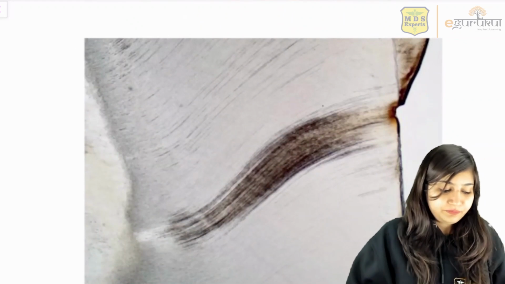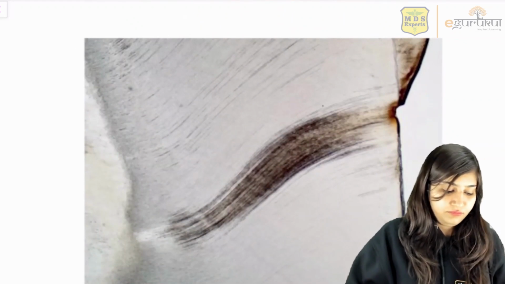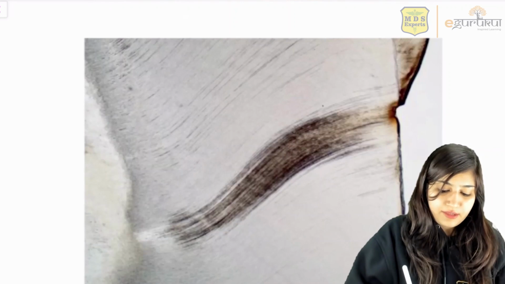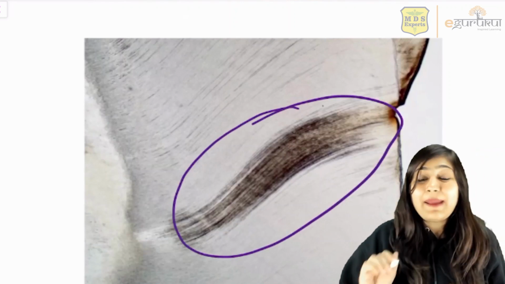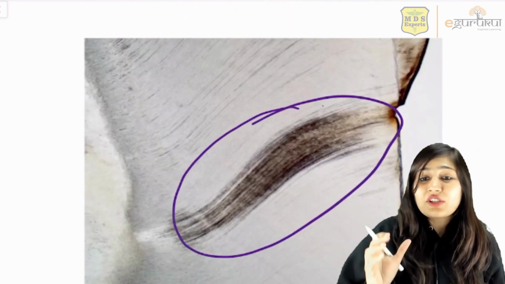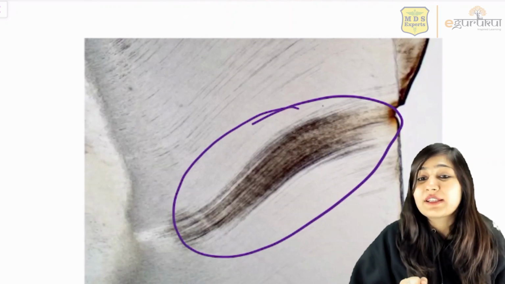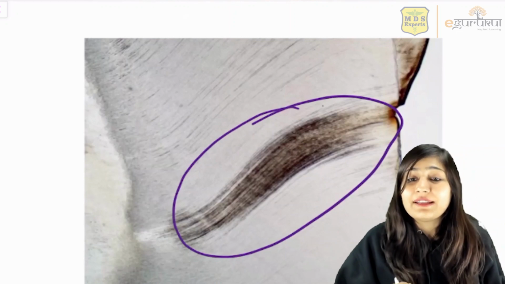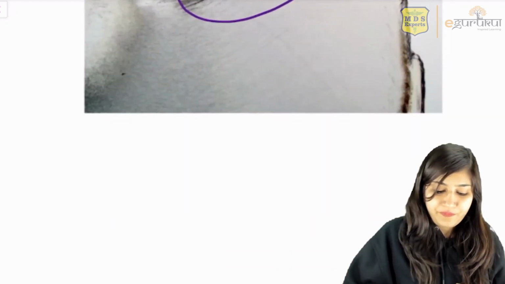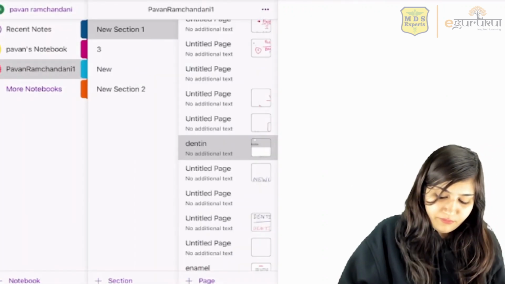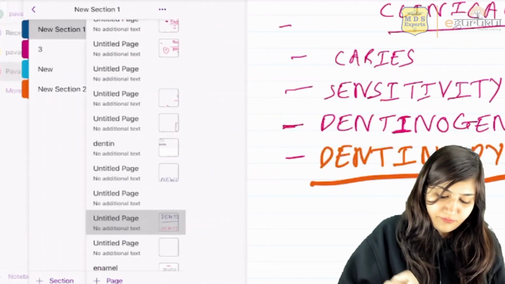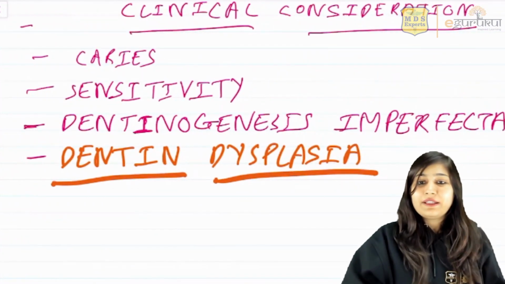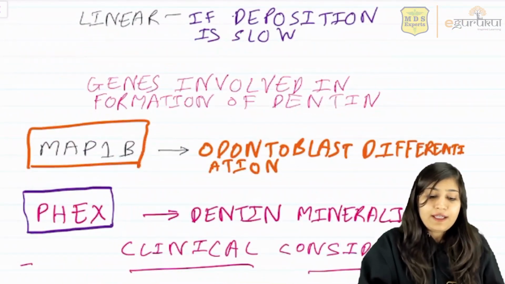Dead tracts. You can see these are empty dentinal tubules formed because of retraction of odontoblastic process or death of the odontoblast cells. So they are filled with air and they will appear dark. So we have completed with topic dentin.